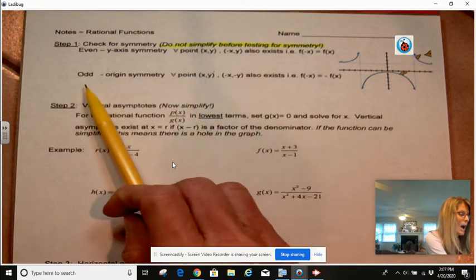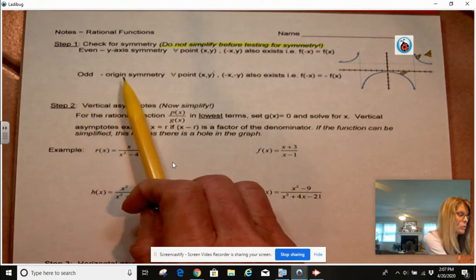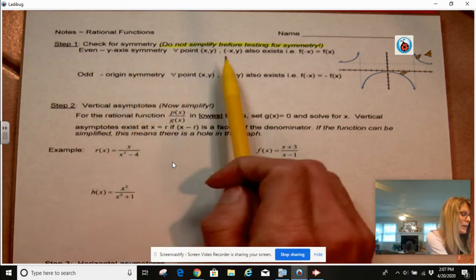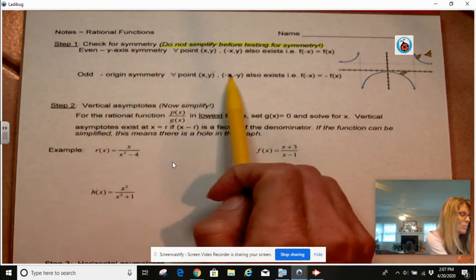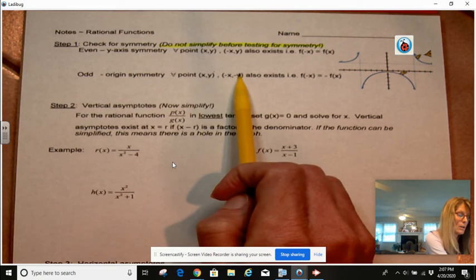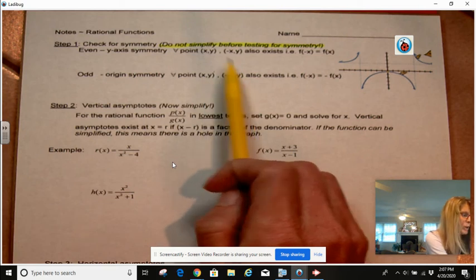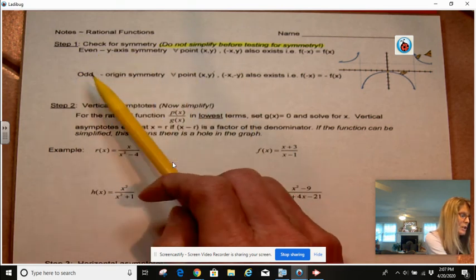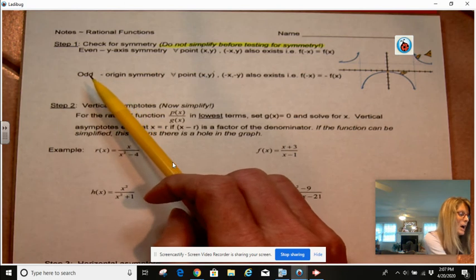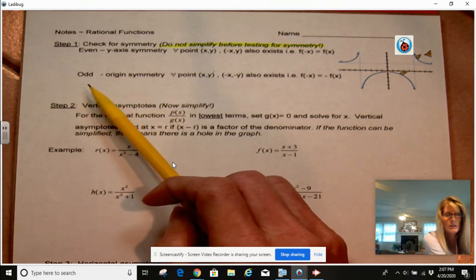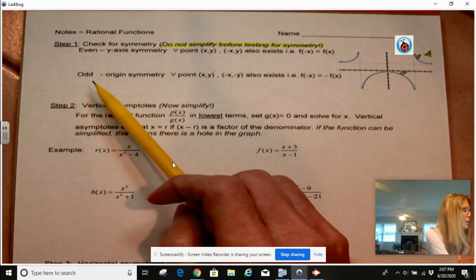Okay. If it's an odd function, that is origin symmetry. Think cubic functions have origin symmetry. And you plug in opposite x's to the function, but it gives you opposite y's. Okay, so when you check for symmetry, your answer shouldn't be even or odd. It should be that you have y-axis symmetry or origin symmetry. That's the type of symmetry.